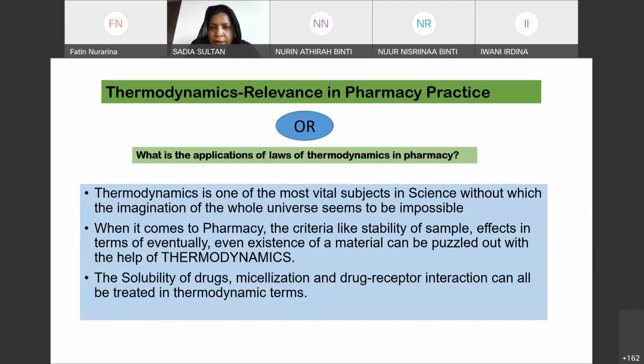When it comes to pharmacy, the criteria include stability of the sample. When we take medicines, it's not just taking the medicine and saying, oh, I will recover. No, you should know, because if randomly I have a few medicines in my hand and I take A, B, C, and I give A to one patient, B to another patient, C to another patient. The one A I give to one patient, he has no change. He still has, for example, fever or pain. The B I give to another patient, he feels a little better.